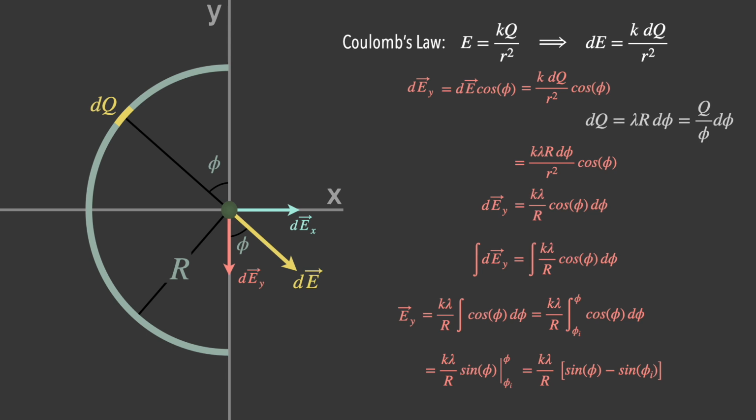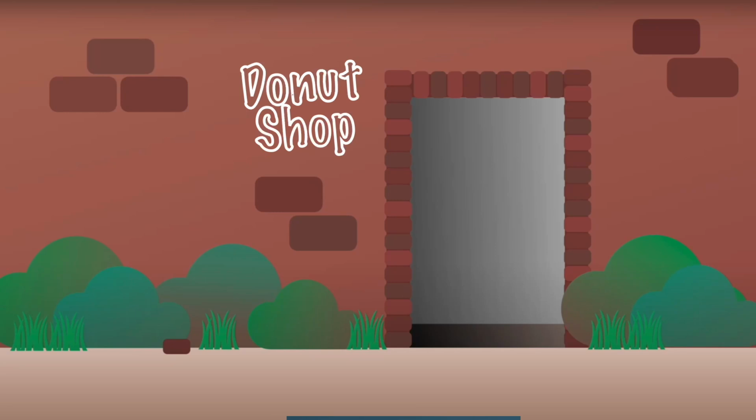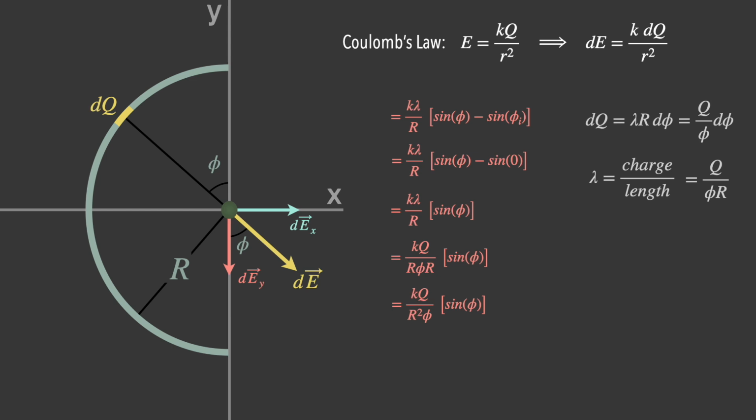Notice we do not get a negative factor this time anymore, as the derivative of sine is positive cosine. So we do not need to switch these anymore, but our bounds remain the same, initial phi to final phi. And once again, we assume that it starts at 0 and goes through some angle phi. So we can substitute 0 in for initial and get sine of 0, which is 0, so that term just goes away. Once again, let's substitute in our definition for lambda as q over phi r, and simplify to get kq over r squared times sine phi over phi.